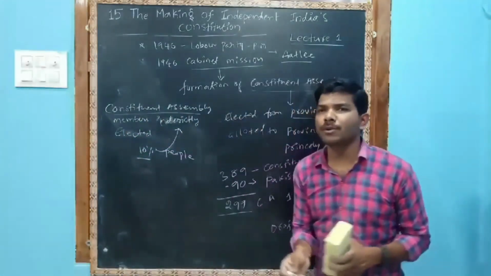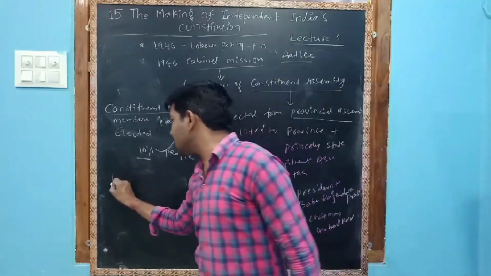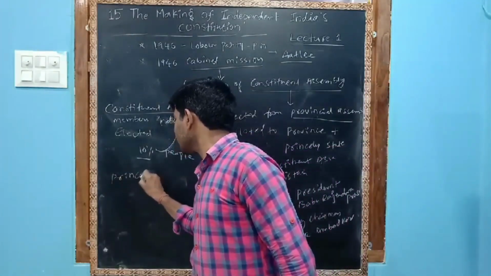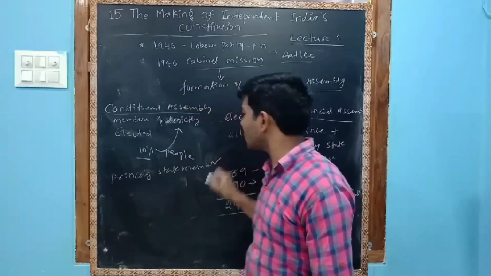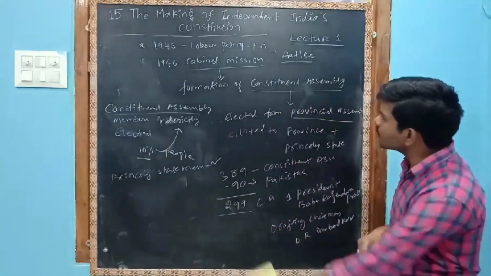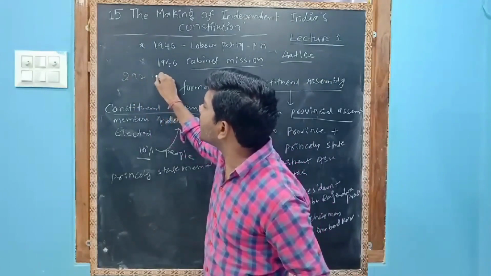And one more important point to that, princely states members were not elected. I am writing here: princely state members. How were princely state members added? Sir, you said that 292 members you wrote here. 292 members were indirectly elected.